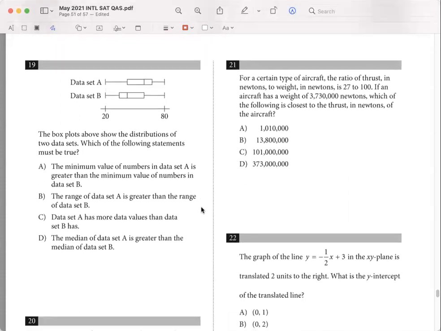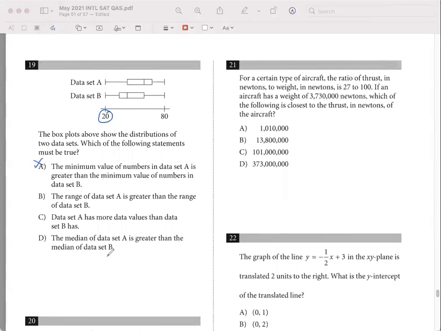Okay. 19. The box plots above show the distribution of two data sets. Which of the following statements must be true? The minimum value of numbers in data set A is greater than the minimum value of numbers in data set B. So we know that the minimum value for both is 20, right? So A is not correct.